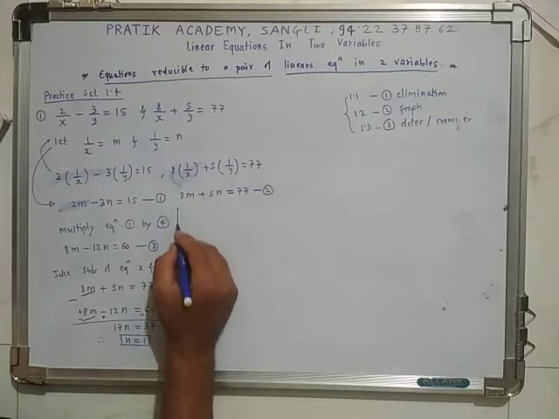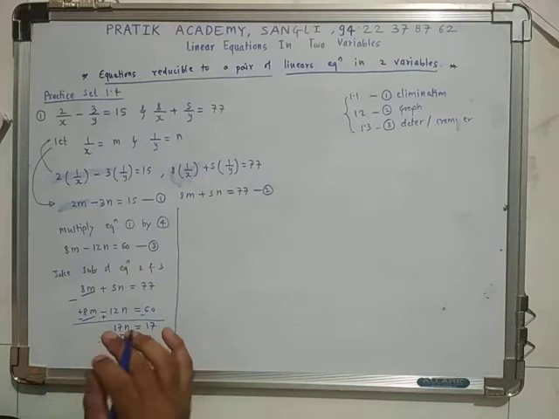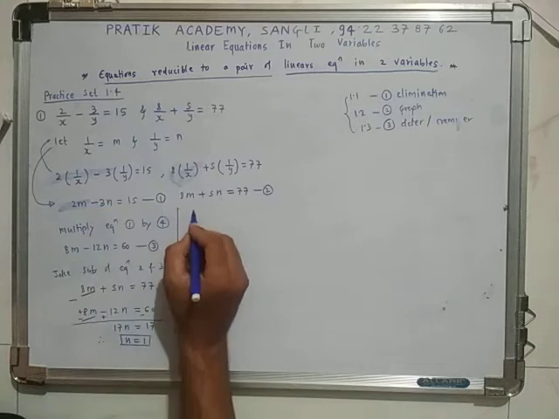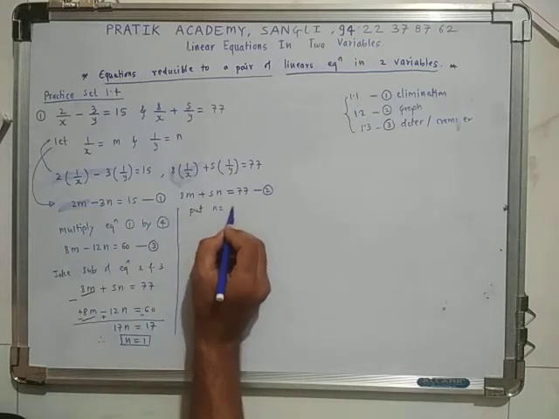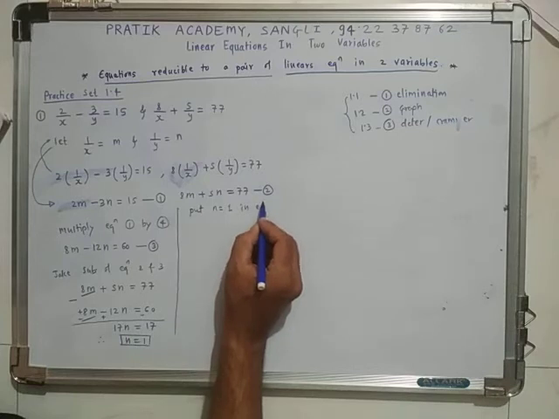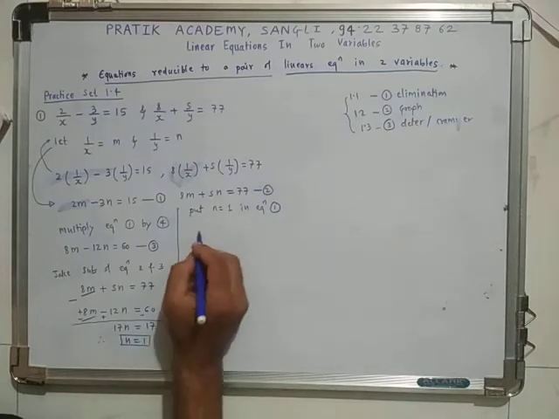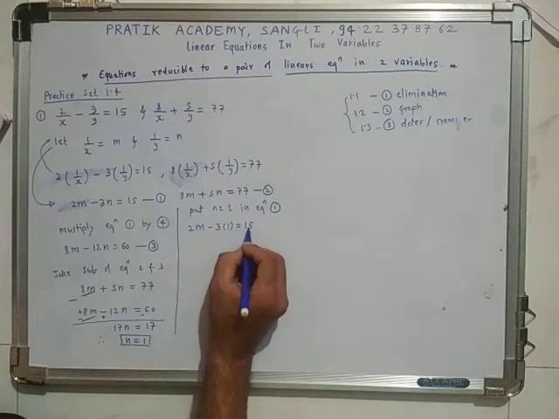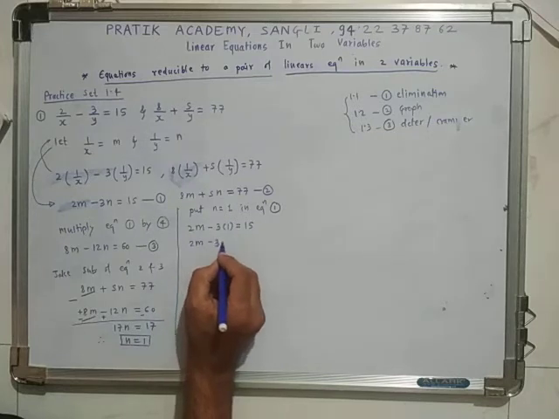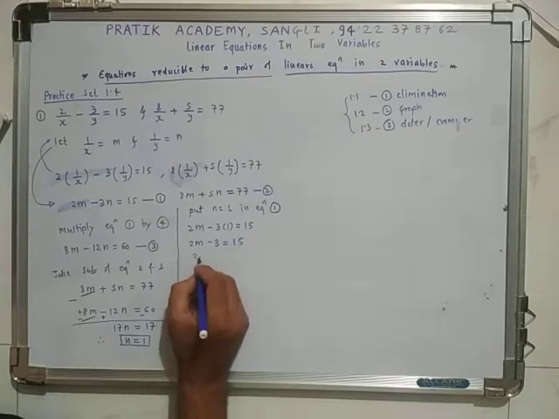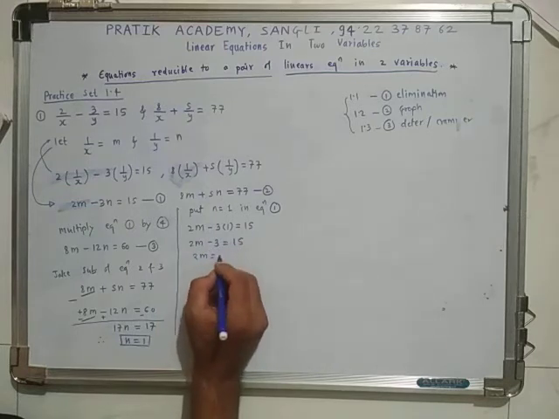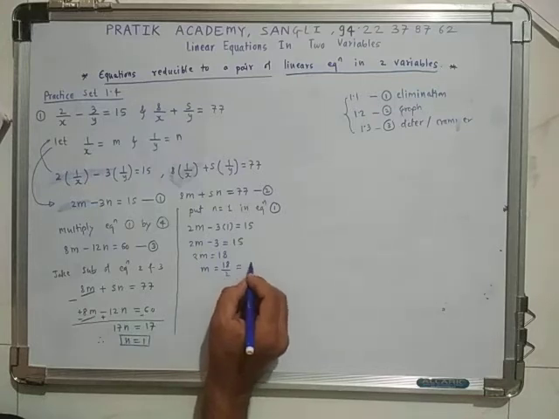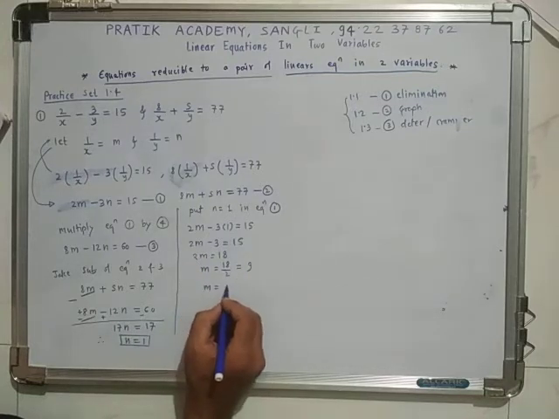Now put this value in any one equation, equation 2, 1 or 3. I will put it in equation 1. So put n is equal to 1 in equation 1. What will happen? 2m minus 3 into 1 is equal to 15. So 2m minus 3 is equal to 15. The minus 3 becomes plus 3, so 18. m is equal to 18 upon 2, that is 9. So the value of m will be 9.